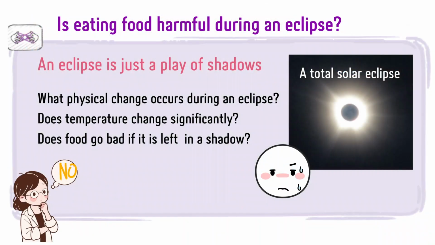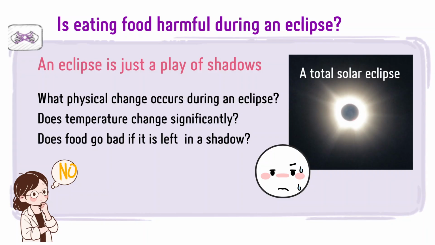You may have heard the claim that food should not be eaten during an eclipse because it becomes harmful. But science encourages us to ask simple questions before accepting any claim. What exactly happens during an eclipse? An eclipse is simply a play of shadows caused when one celestial body blocks the light from another.